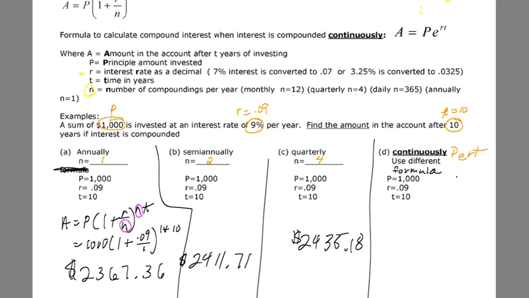Well, when they say continuously, you jump ship and you go to the next formula. A is equal to P e to the RT. Not quite so much to fill in on this problem. 1,000 e raised to the interest rate, which is 0.09, times time, which in this case is 10. So we'll go on our calculator.